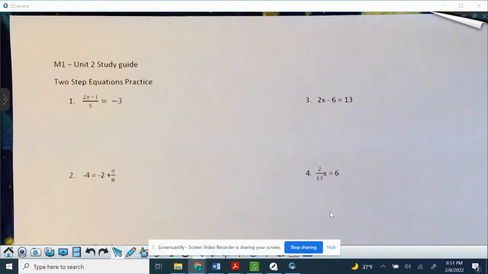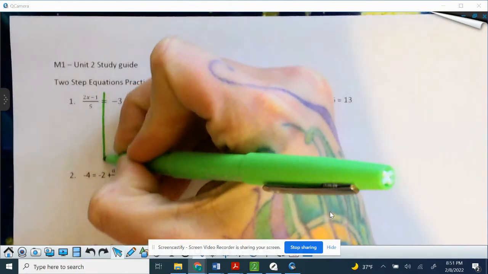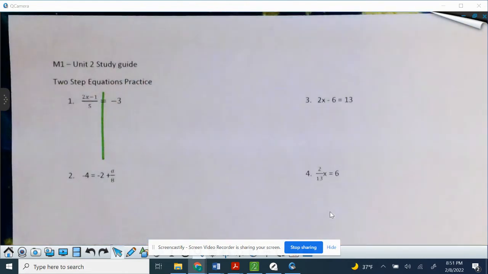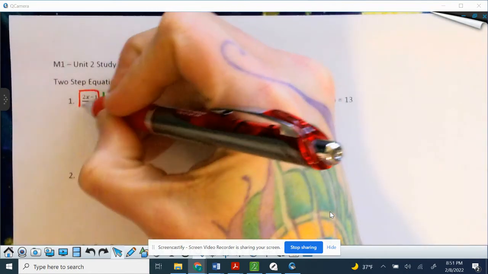Okay, so for our Unit 2 study guide, we're going to start off with two-step and multi-step equations for the first page. As I've always said, draw a line of great divide just to help us keep organized. So this is where our x is, so box in our x. So we have a big mess.